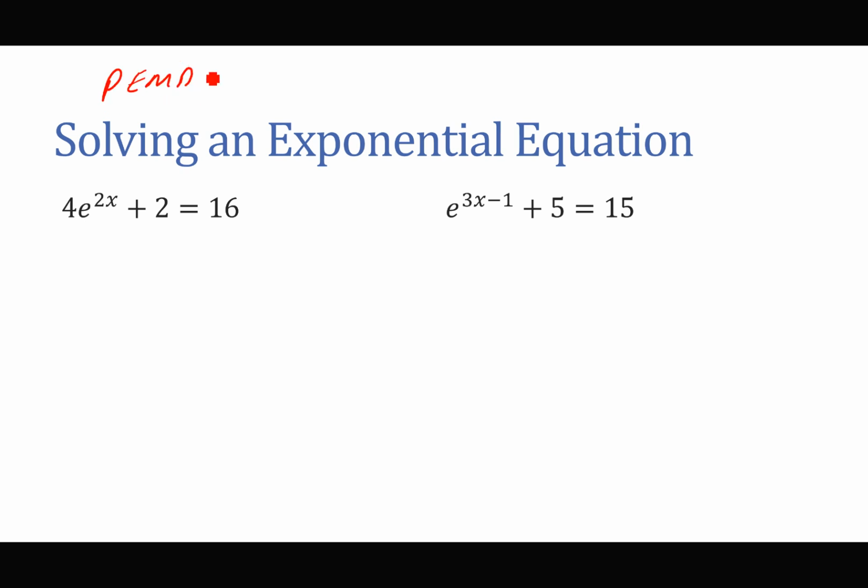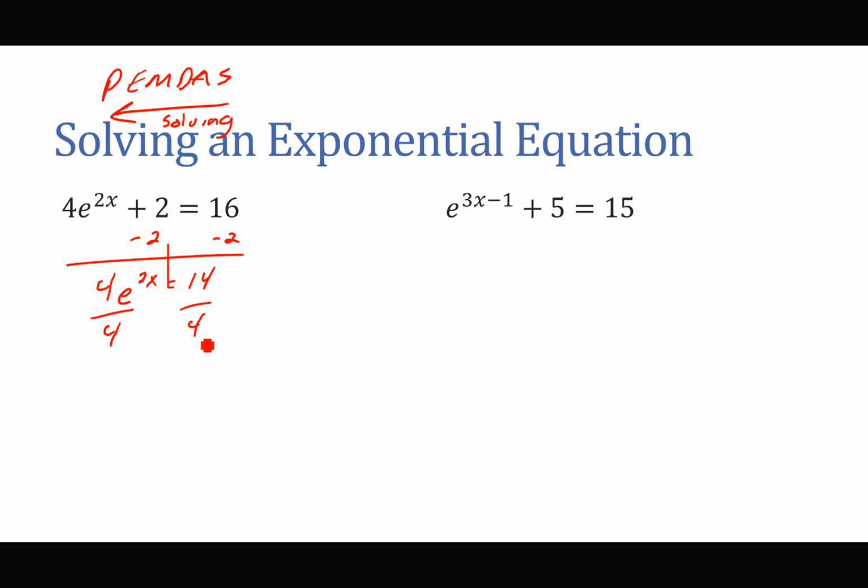All right, order of operations, but now solving, we're going backwards. So I want to undo any subtraction. Nothing there. I want to undo any addition. So I'm going to subtract 2 first. So 4e to the 2x equals 14. I don't have any division, but I do have multiplication. So let's divide everything by 4. 14 divided by 4 is 3.5. So e to the 2x equals 3.5.